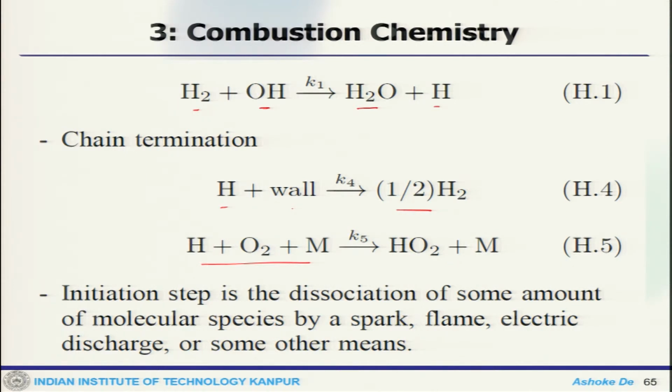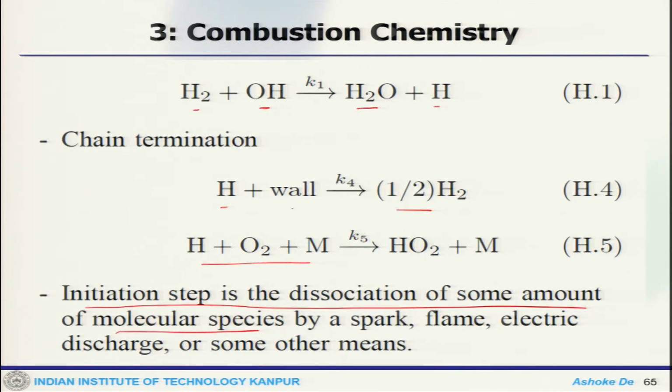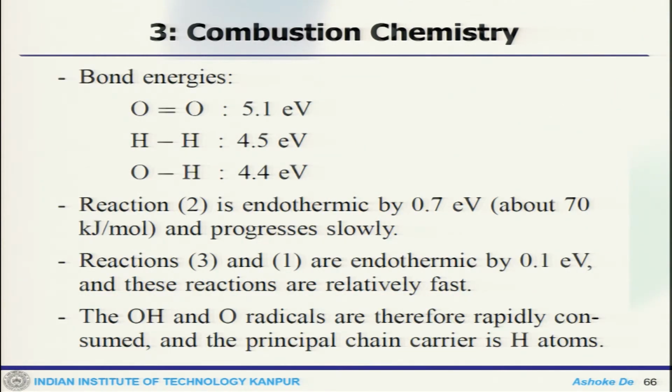The initiation step is the dissociation of some amount of molecular species. When you look at this initiation step, to get this dissociation to take place, some amount of spark or flame or something has to be provided which will dissociate these molecules. Once that happens, you get the free radicals, and then the free radical chain starts. There are also other energies associated with different bonds of these molecules, like O-O and H-H, and they have different levels of energies.